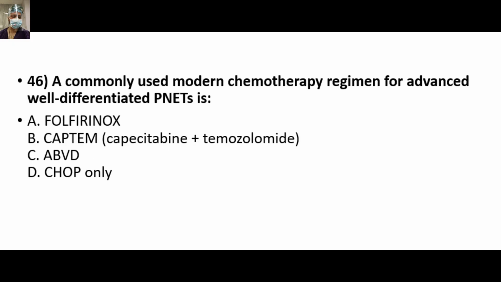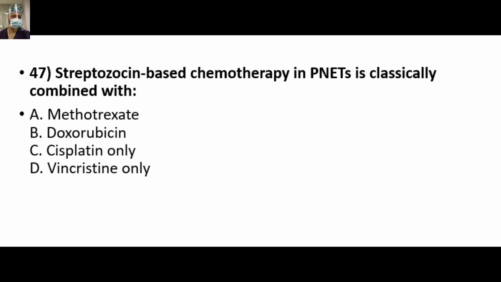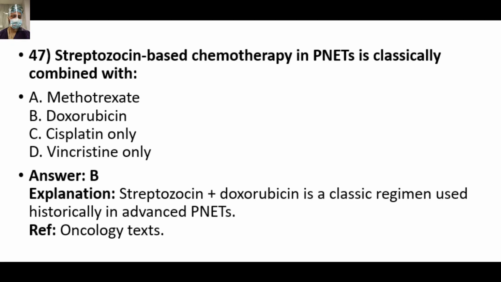A commonly used modern chemotherapy regimen for advanced well-differentiated PNET is option B, CAPTEM, that is capecitabine and temozolomide, widely used in pancreatic NET, especially progressive and metastatic disease. Streptozocin-based chemotherapy in PNET is classically combined with option B, doxorubicin. Streptozocin and doxorubicin is a classical regimen used historically in advanced PNETs.